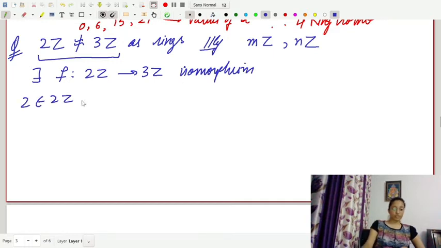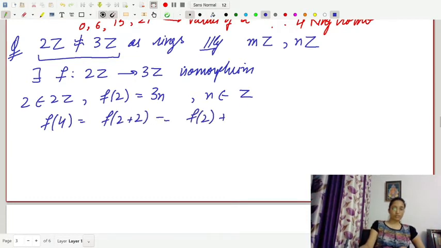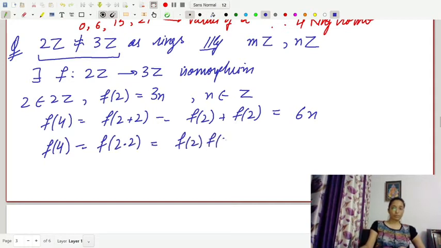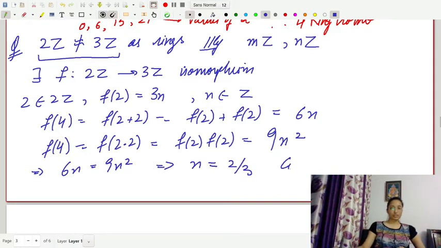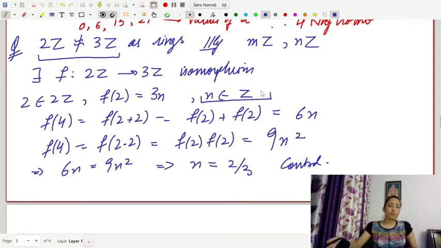As 2 belongs to 2Z, f(2) would be 3n for some n belonging to Z. f(4) is equal to f(2 + 2) is equal to f(2) + f(2), 3n + 3n is 6n. And f(4) is equal to f(2 × 2), that is f(2) × f(2), which is 9n square, which in turn implies 6n is equal to 9n square, that is n is equal to 2/3. Which is a contradiction. It is not possible because n was an integer here. Hence, f is not an isomorphism.